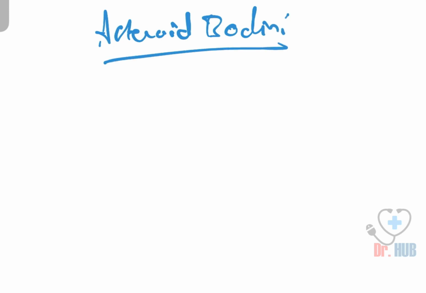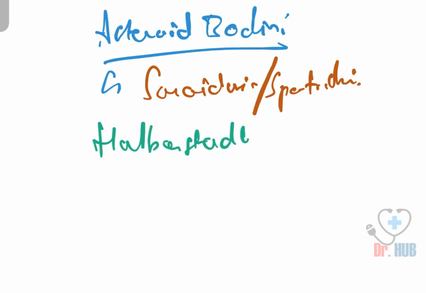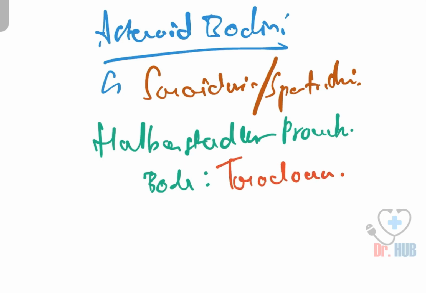So the first one is the asteroid bodies. The asteroid bodies are seen in cases of sarcoidosis as well as sporotrichosis. Next, we look at the Halberstaedter-Prowazek bodies. They are seen in case of trachoma.